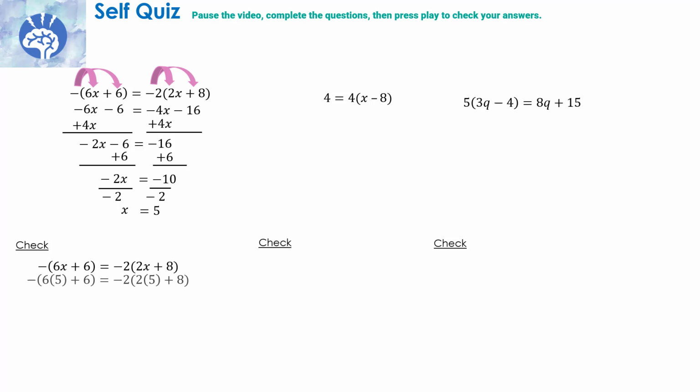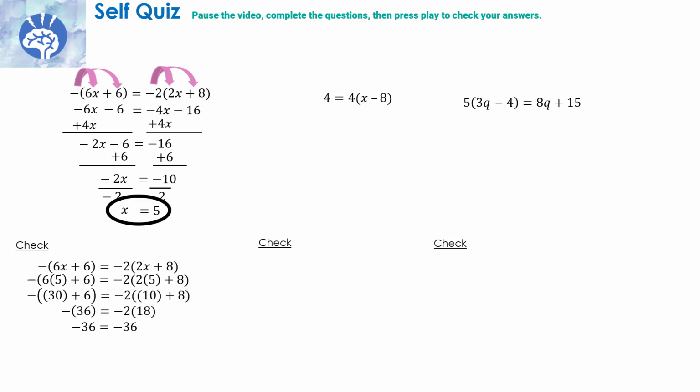Let's check it. I'm going to put 5 in for all of my variables. Order of operations says I have to do what's in parentheses first. So 6 times 5 is 30. 2 times 5 is 10. Well, 30 plus 6 is 36. 10 plus 8 is 18. Negative 36 is negative 36. And negative 2 times 18 is negative 36. Woohoo! We did it. Awesome.